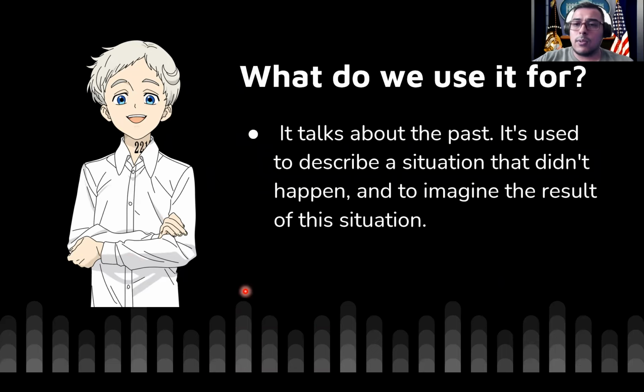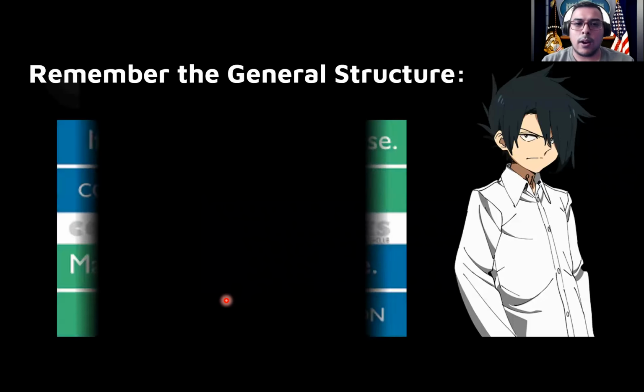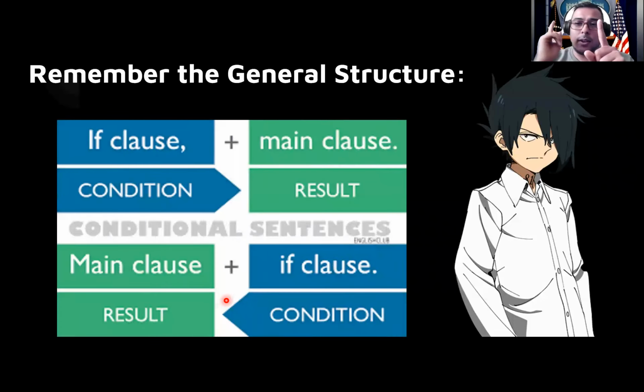Right now, let's get to the structure. And we always focus on the general structure for conditionals first. So we already saw first and second. What is the structure for all conditionals? Pause the video, think of it, and give me an answer. All right. If your answer was condition and result, you are 100% correct.